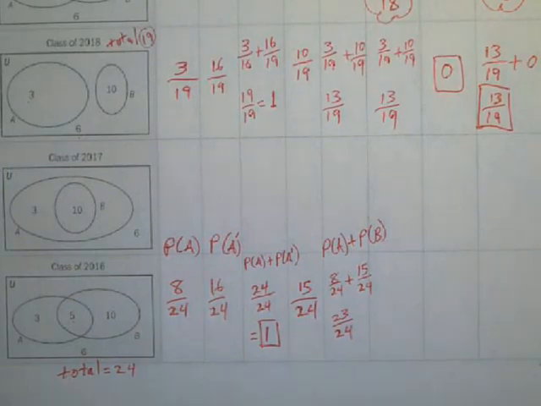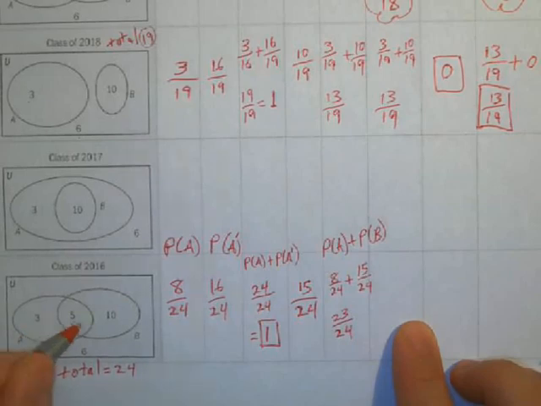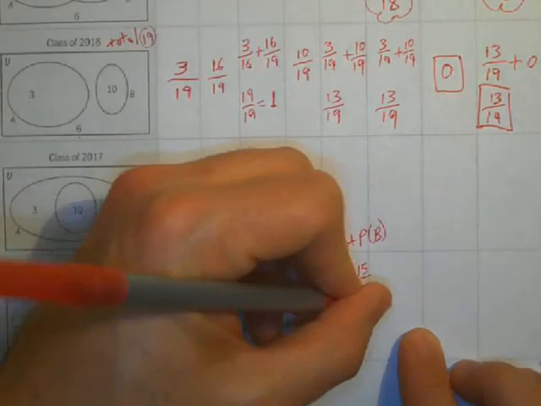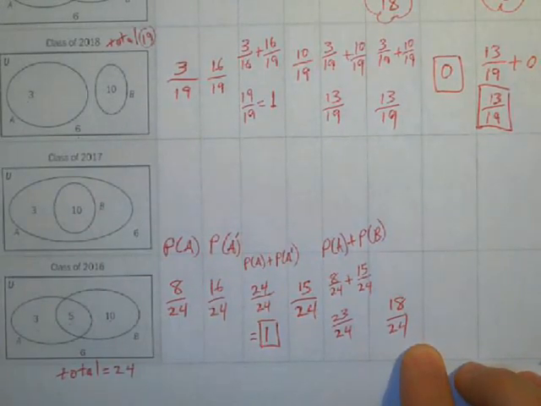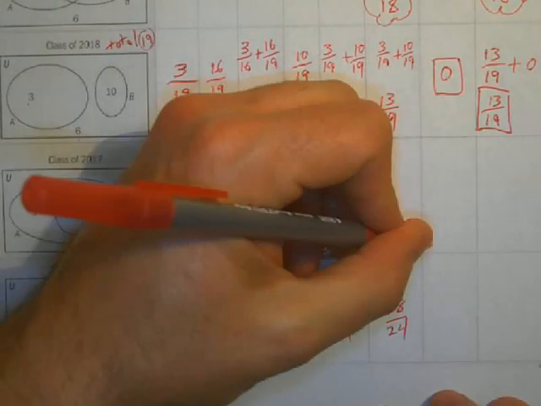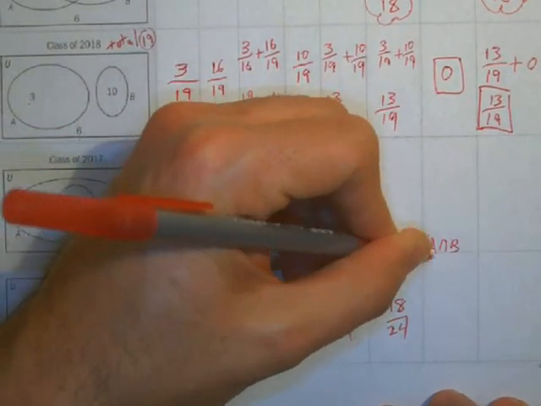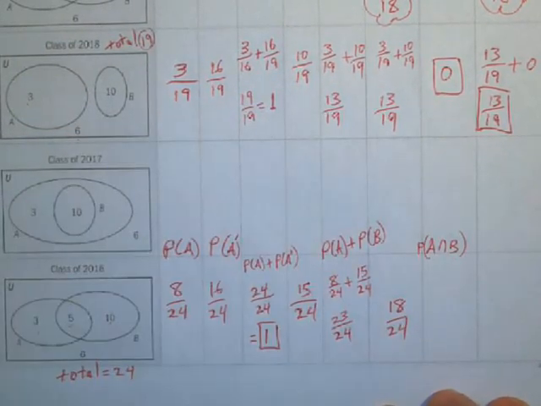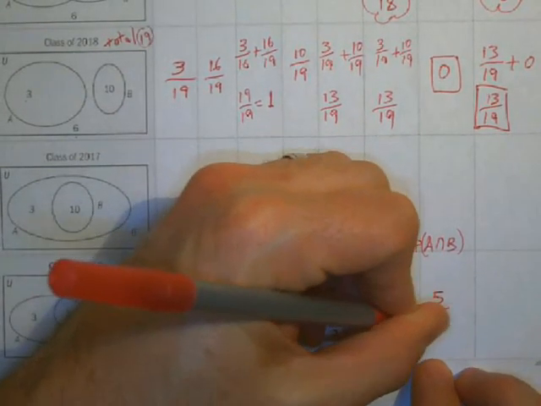Okay. Now, the union of A and B is 3 plus 5 plus 10, which is 18 over 24. The intersection here is going to be 5 over 24.